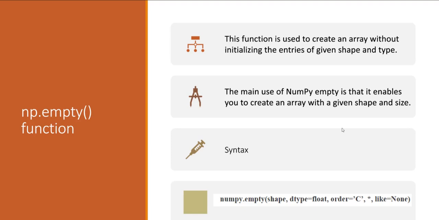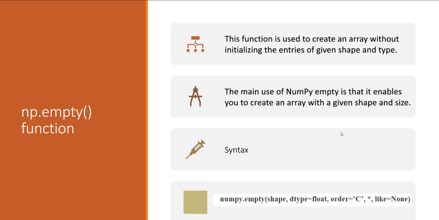The next parameter is dtype. The dtype parameter specifies the data type, and by default it takes a float value. The next parameter is order. This parameter is used to specify the memory layout of the array. Basically, this function returns an array of uninitialized data that has the shape, dtype and order defined in the function.